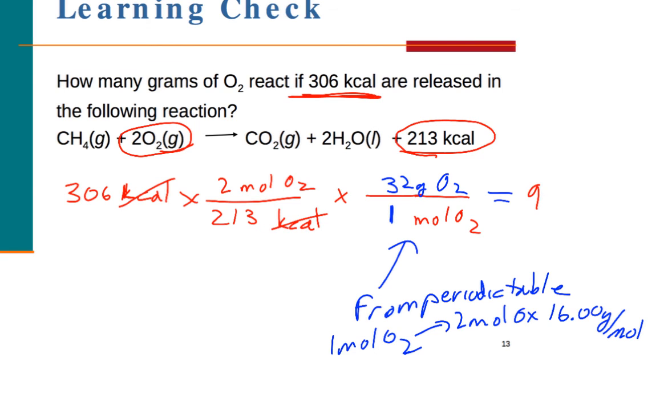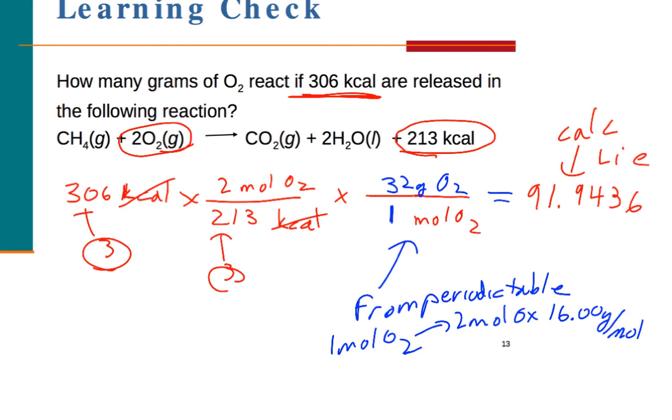I get a calculator lie of 91.9436 gobbledygook. I look at my sig figs. They gave me 3 sig figs here. They gave me 3 sig figs there. That's exact, the 2 from our chemical equation. Really, our periodic table, I got sloppy there. It should be 32.00 based on the one that is in your book. So that gives you 4 sig figs. So my least number of sig figs is 3. 1, 2, 3.